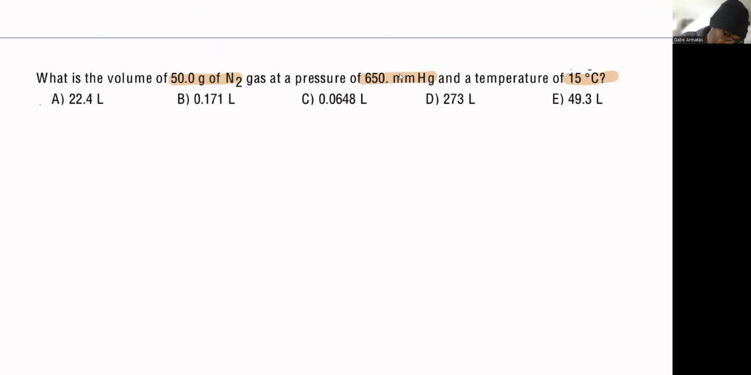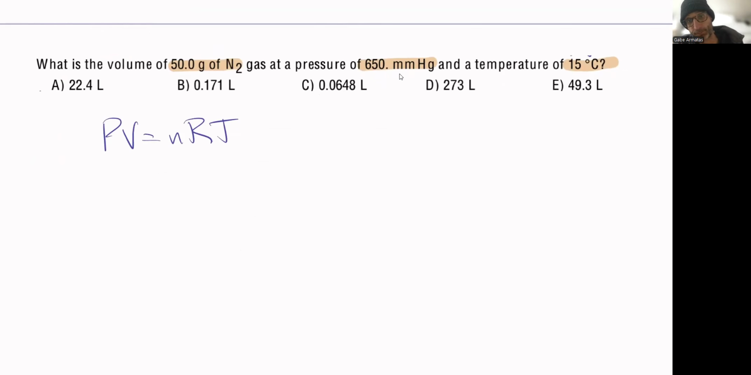Okay, so let's solve this problem. I know that I'm going to be using PV equals nRT because we have pressure. But we only have one pressure, one temperature, one volume. So we know we need to use the gas law somehow. Okay, so here's the thing that we have to think about. The R value, R is equal to 0.0821 liters times atmospheres all over moles times Kelvin.